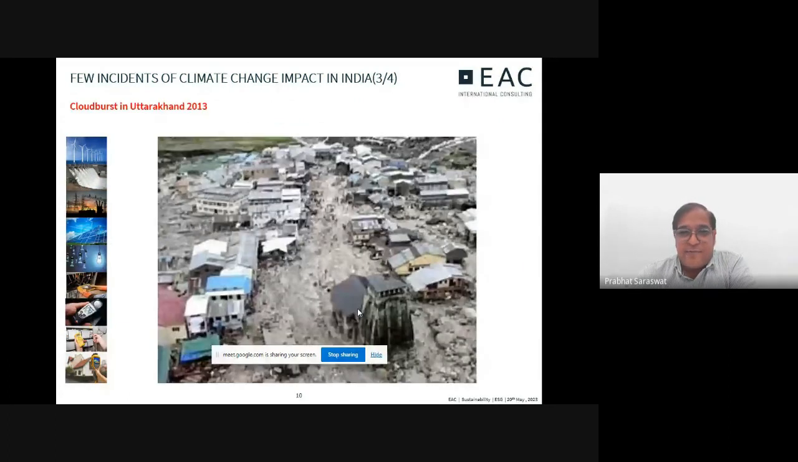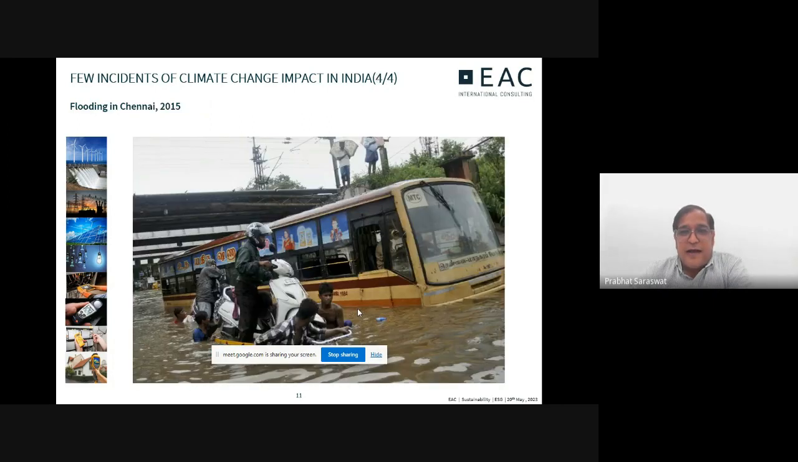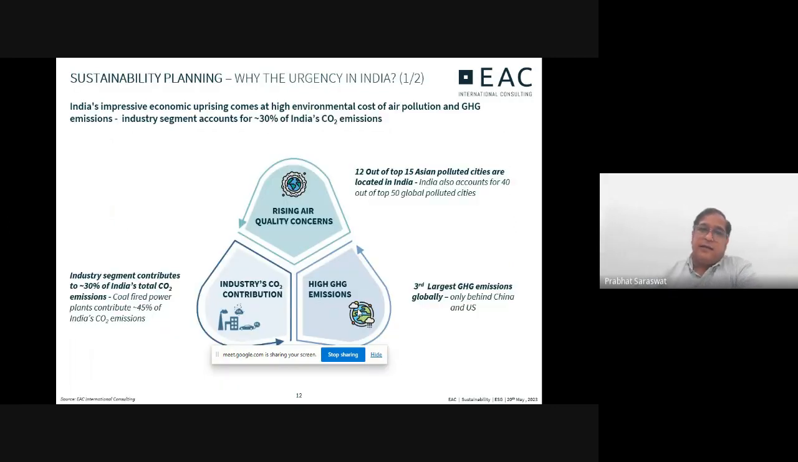Everybody is aware of the cloudburst in Uttarakhand in 2013. We have seen such damage due to global warming, and flooding in Chennai in 2015. Now, why are we planning for sustainability? Why is it so important, not just across the globe, but for India?